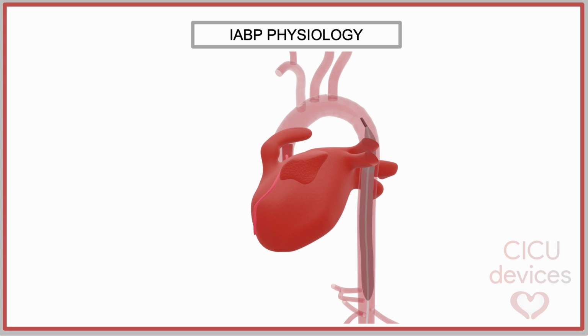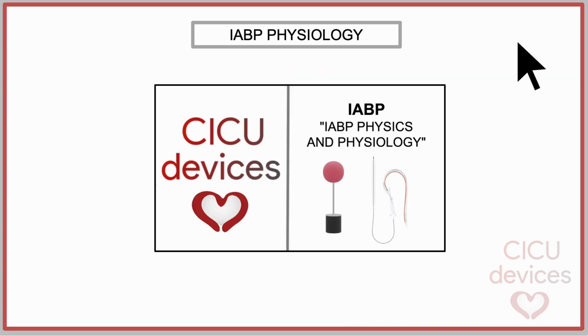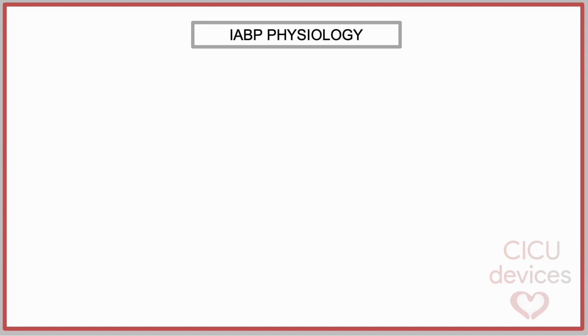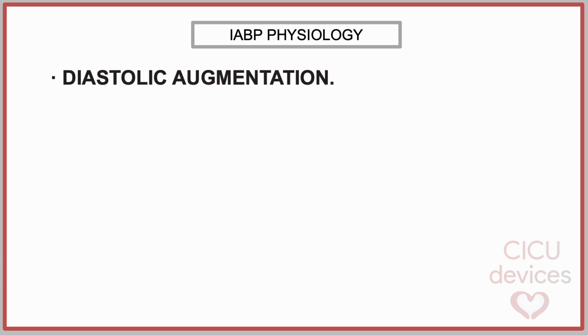This 3D model illustrates the functional mechanism of the intra-aortic balloon pump, which operates through a precise timing of inflation and deflation. For more information about IABP operation, we invite you to watch our video on IABP Physics. The link can be found in the description. We will now explain in detail each of the hemodynamic effects of the intra-aortic balloon pump.